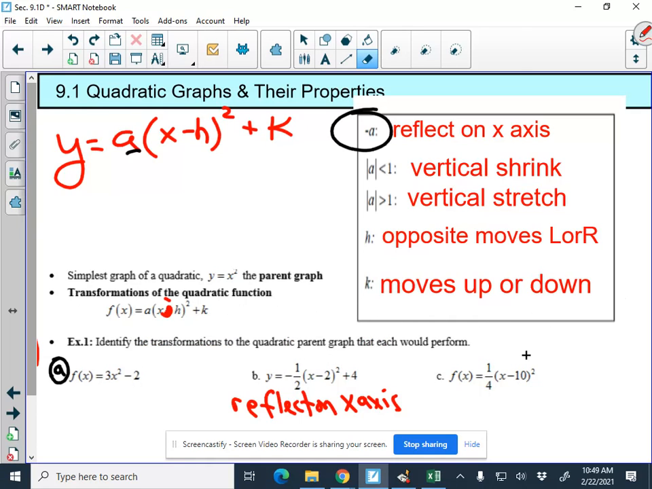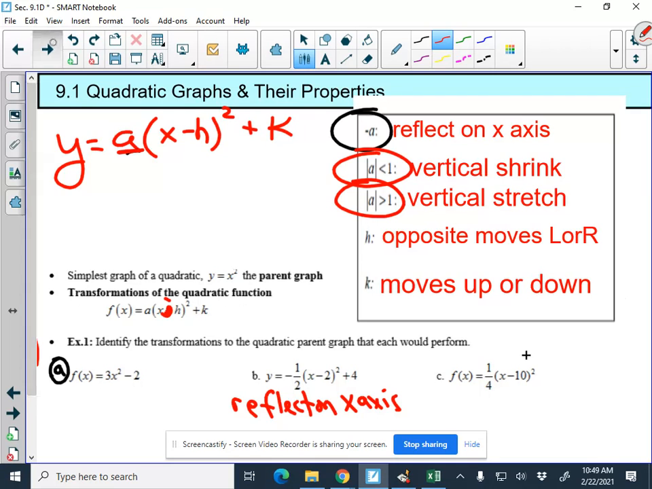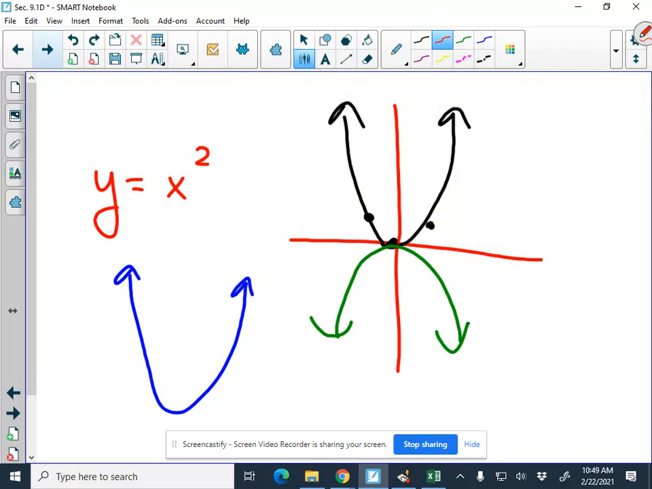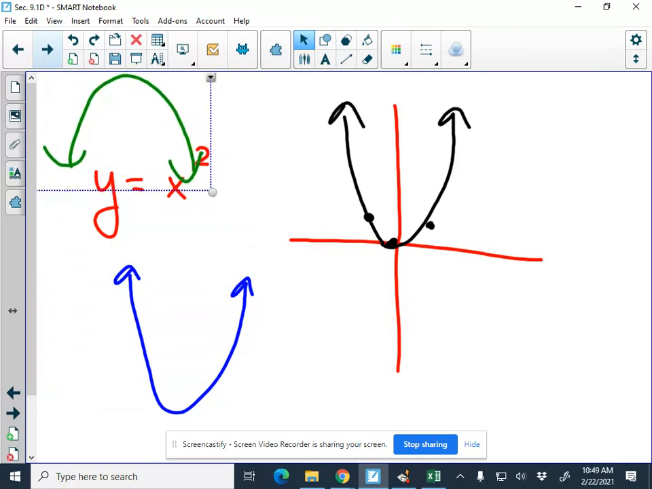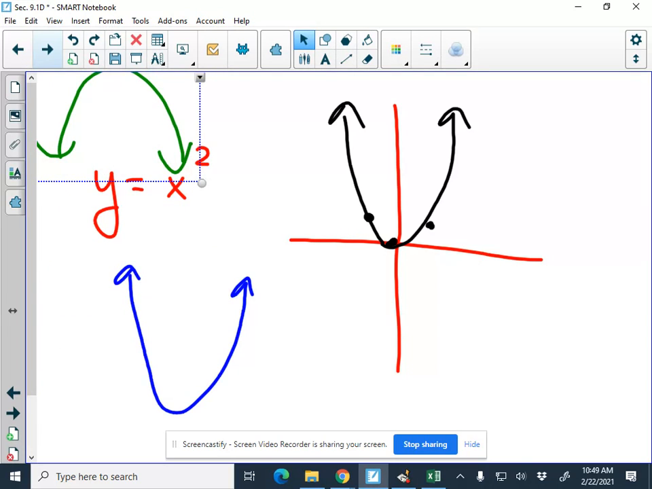Next, there's other things with a. If a happens to be negative, it reflects it. But now we've got things with what we call a vertical shrink and a vertical stretch. If a is less than 1, then it is called a vertical shrink. If a is greater than 1, it's a vertical stretch. What do I mean by that? There's one way I like to look at that. So again, here's the idea of the reflection. I'm going to get rid of the reflection there, and we're going to look at the basic equation, the parent function.